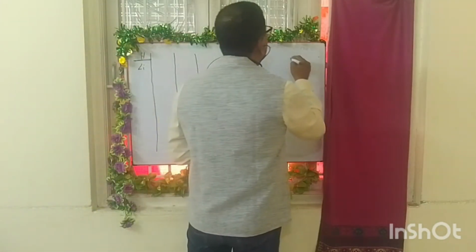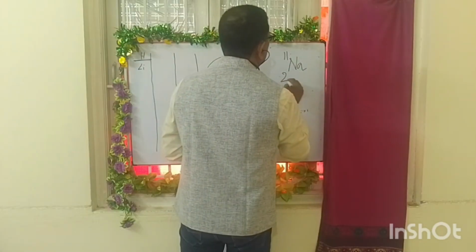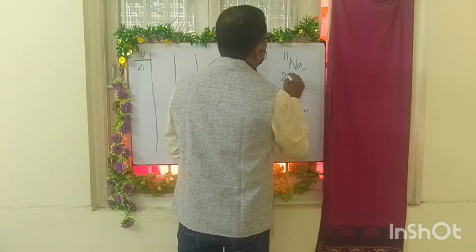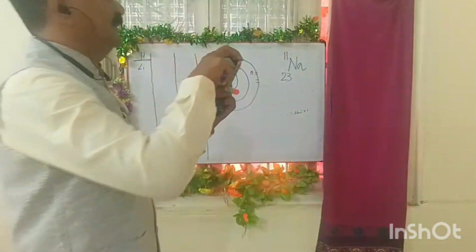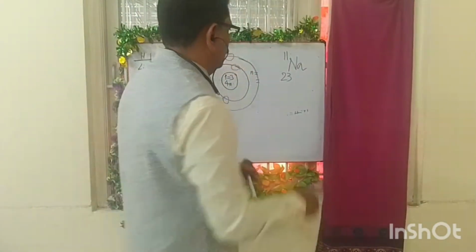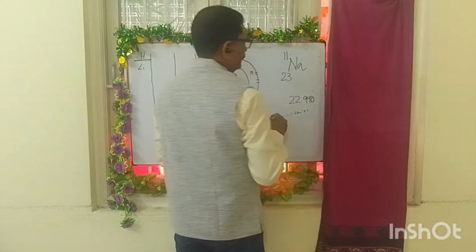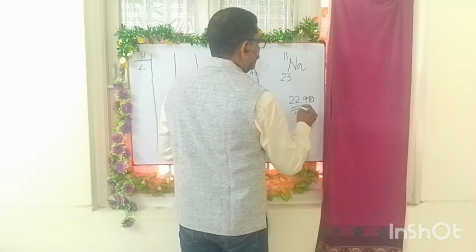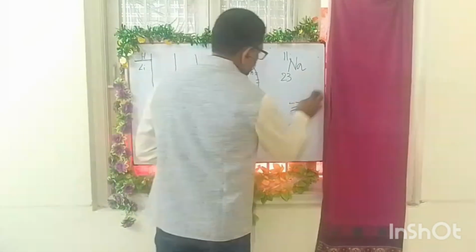Next comes sodium. Atomic number is 11. Atomic mass is 23. I will show you how we get that. Let me check that fraction. 22.990. This is the value you see in the periodic table. So 22.99 when you round off is 23. That is why I have written 23 there.